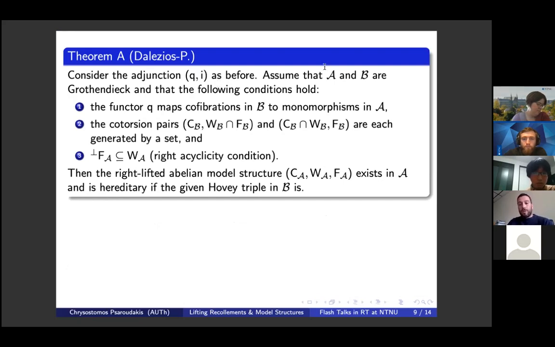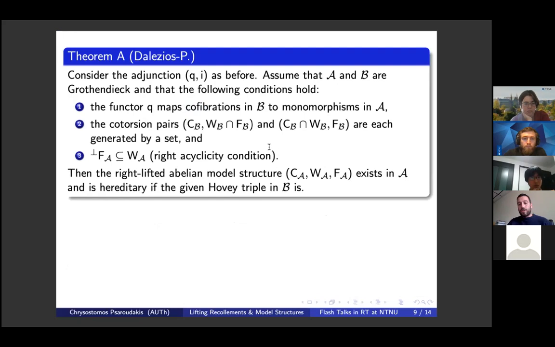And now we are working over Grothendieck categories, and we assume the following three conditions. So the first condition says that this functor maps cofibrations in B to monomorphisms. Okay, so this functor Q is a left adjoint, right? So in general, it's only right exact. So this says that it preserves a kind of exact sequence that we would like to be preserved.